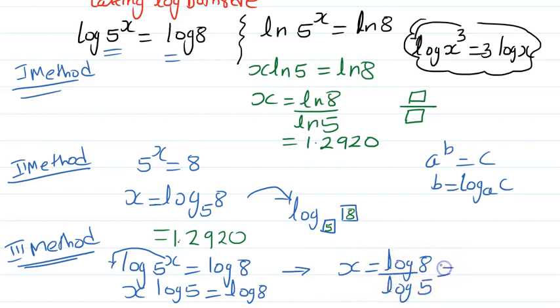If you choose this icon in your calculator and put log 8 and log 5 here, then also you get 1.2920. So it's up to you. I have shown you three methods here: method 1, method 2, method 3. This is the first method, this is the second method, and this is the third method. You can choose any method to answer your question. Yeah, let's go for another question.